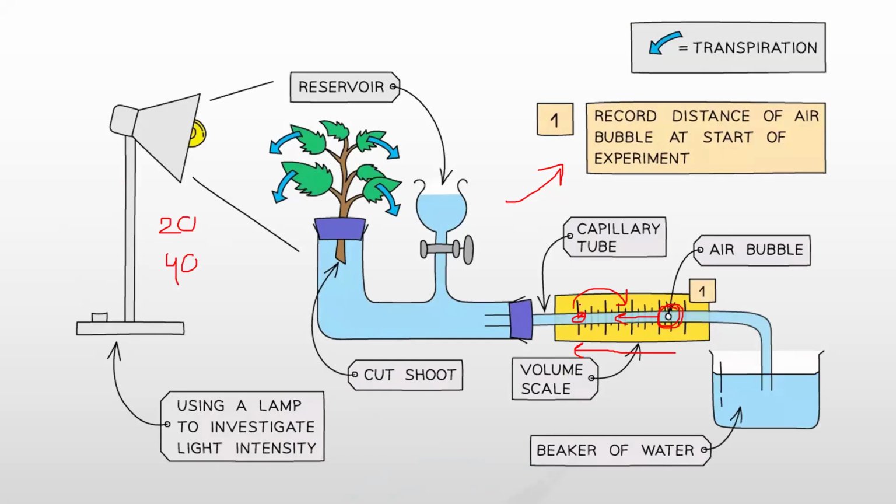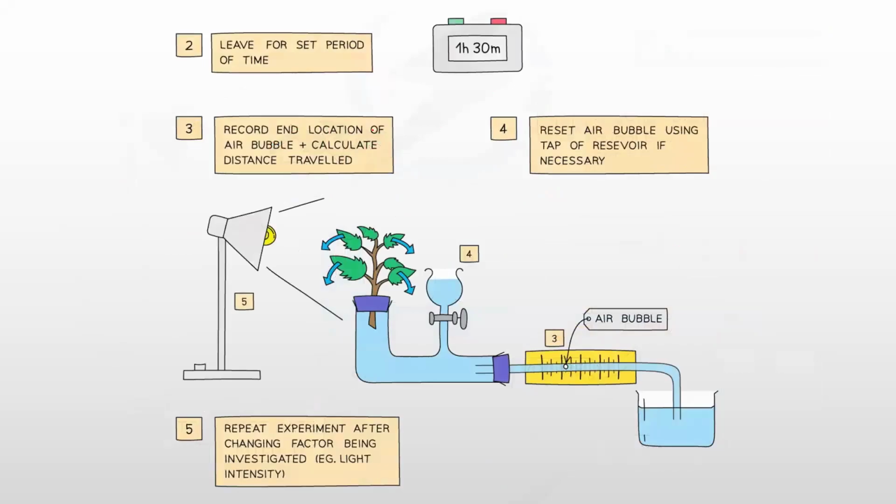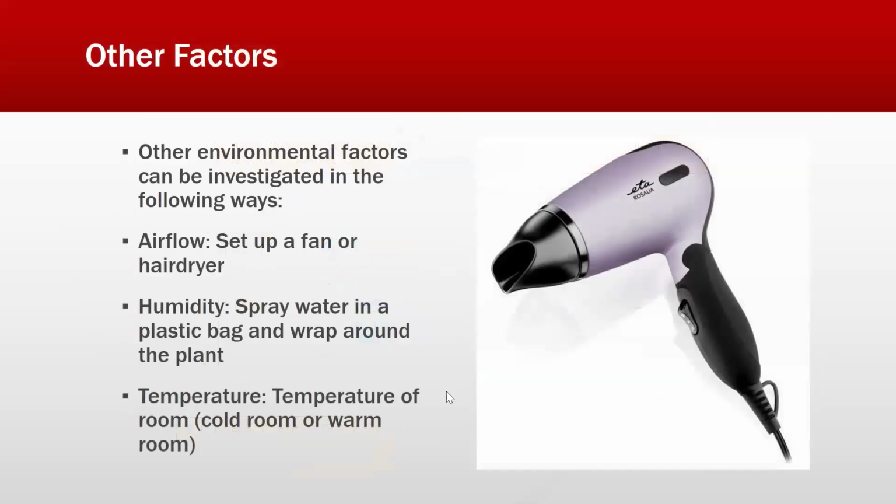Then compare both of them and see how, because the greater the loss of water due to transpiration, the greater would be the pull from this side, and the more the bubble would move to the left as well. So leave it for a set period of time, record the end location of the bubble plus calculate the distance traveled, reset the air bubble and then repeat the experiment after changing the factor. You can do it 2 to 3 times. Now this was for checking the light intensity.